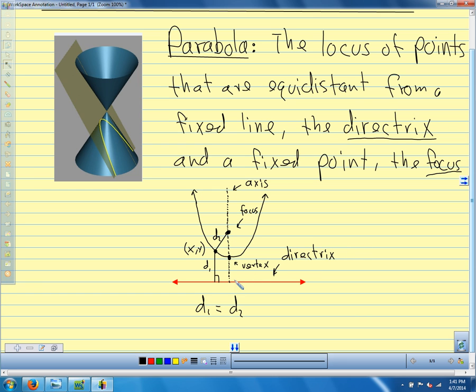So our vertex, our axis, the axis goes through the focus and the vertex. So our parabola is symmetrical about the axis, and the axis is perpendicular to the directrix. Now I'm going to use our little symbol for perpendicular to directrix. And the vertex is halfway between the focus and the directrix.